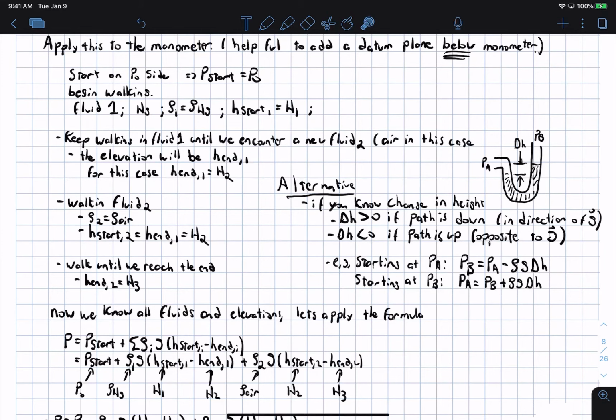So for example, for this little manometer here, if we start at PA here, and we want to end up at PB, well, in this fluid here we have gone up a delta H, so we subtract off a rho g delta H from PA. And if we start at PB, we basically add it because we went down.